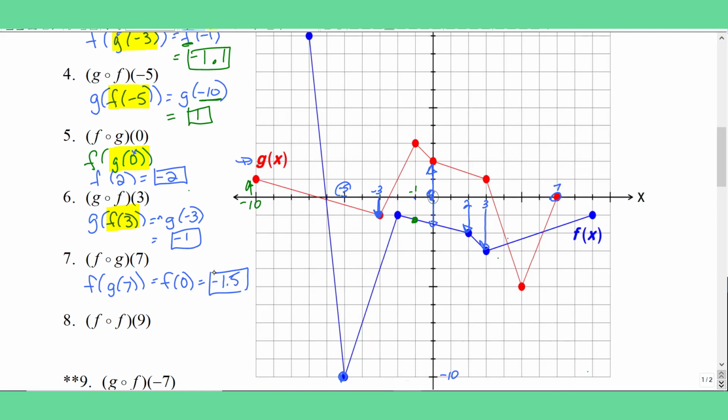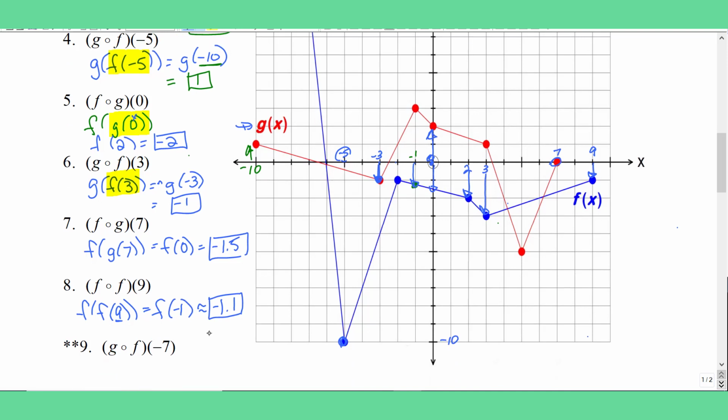All right, now the next one, f of f of 9. Wow, that sounds weird, but let's just take it as a road map. It says to go to 9 first on the x-axis, and it says look at the f function. So what is my y value on the f function? It is -1. Now I go to -1, and again, I look at my f function because I want to evaluate the function at f again. And again, that looks about -1.1.